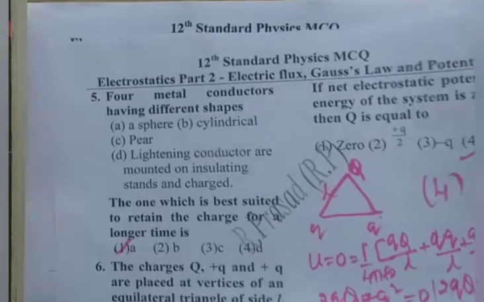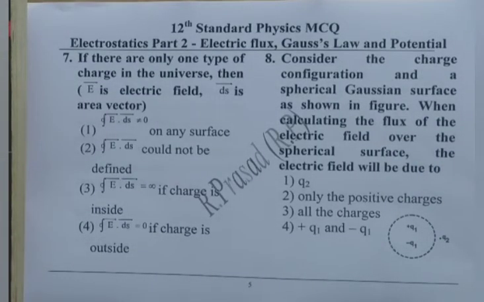Now we think of the seventh question there. If there is only one type of charge in the universe, then E is the electric field, ds is the vector. We read all the things. E dot ds is not 0 on any surface. That is not possible. If the charge is enclosed inside the surface, then E dot ds cannot be 0. E dot ds could not be defined. That's also not possible. We go for the third one.